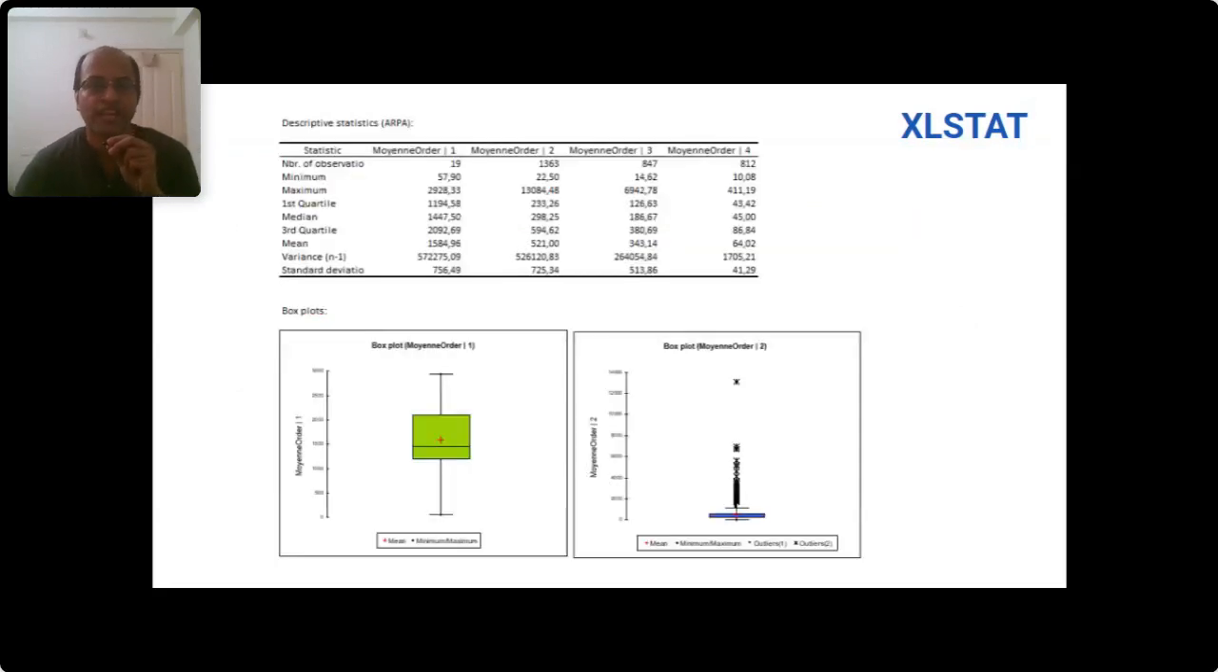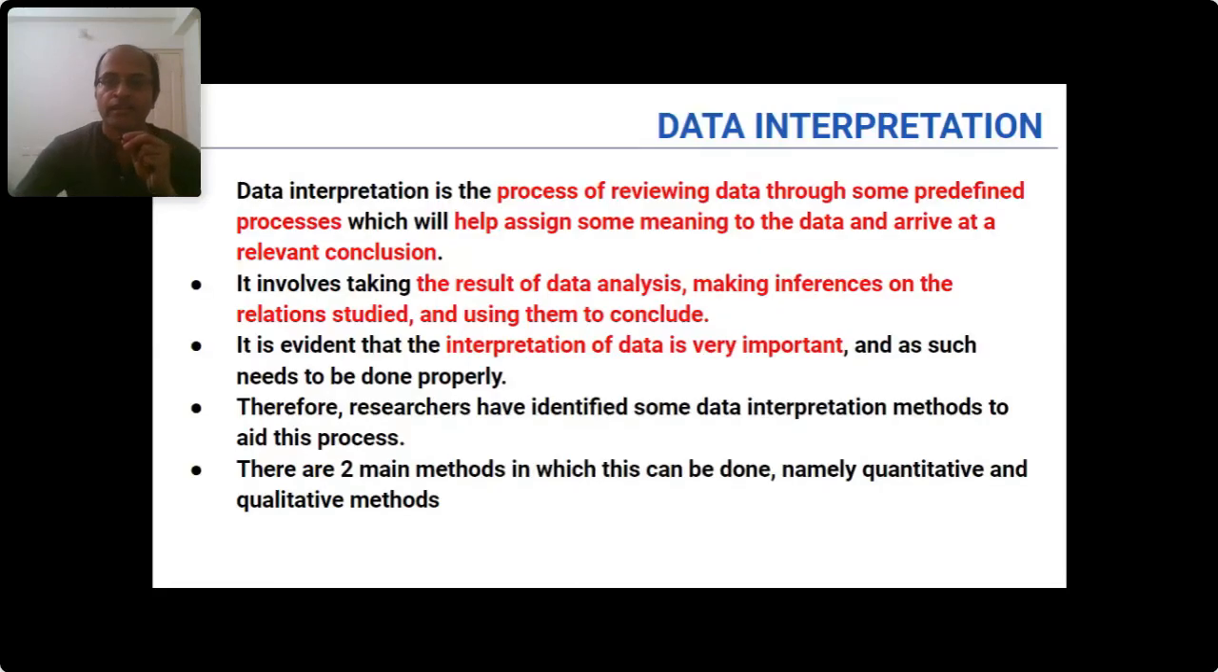So this is how the Excel Stat output looks. It's a summary of how it has analyzed. This is a box plot with statistical data, and this is mostly a scatter plot in a defined manner which has been drawn. Then we come to data interpretation.